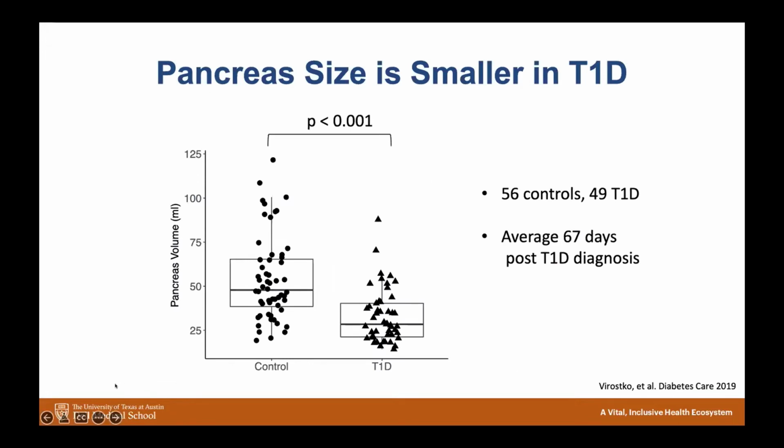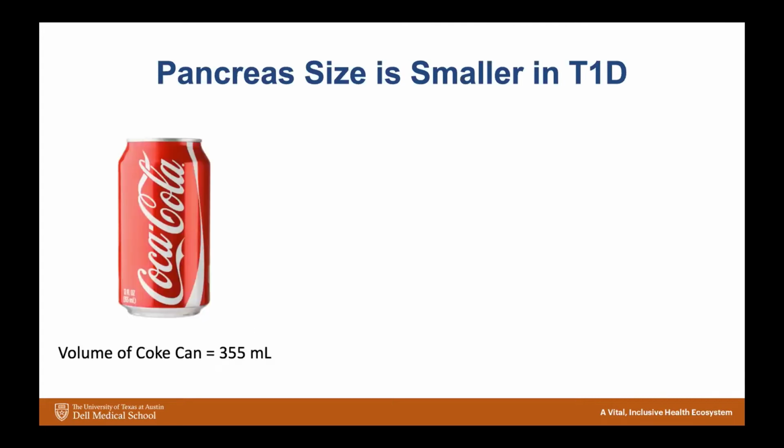Now here's our cohort of individuals with type 1 diabetes. We've now imaged 56 control individuals without type 1 and 49 with recent onset type 1 diabetes. So these are all individuals who were diagnosed in the previous 100 days. On average, we're seeing them about 2 months after they're diagnosed. And you can see on average, pancreas size is smaller in those people with type 1 diabetes. Now we've imaged individuals across a wide range of ages, some who are kids. We image kids as young as 8 and some who are adults.